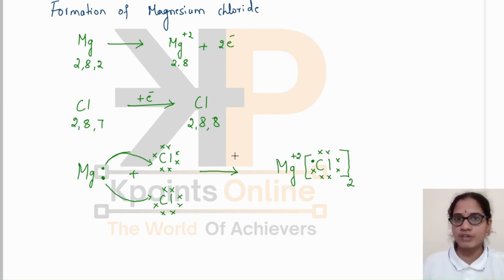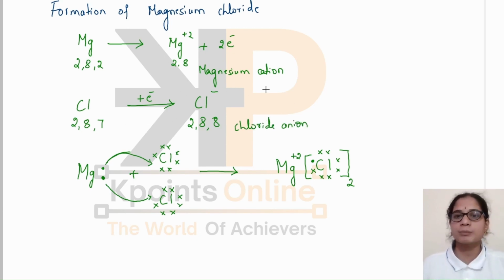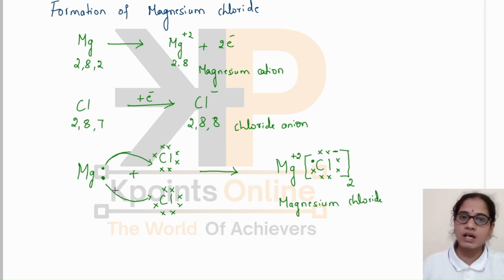So there is a force of attraction between these cation and anion. This is magnesium cation and this is chloride anion. There is a force of attraction between this magnesium cation and chloride anion to form the ionic bond between them, resulting in the formation of magnesium chloride. Yes, this is how ionic compounds are formed.